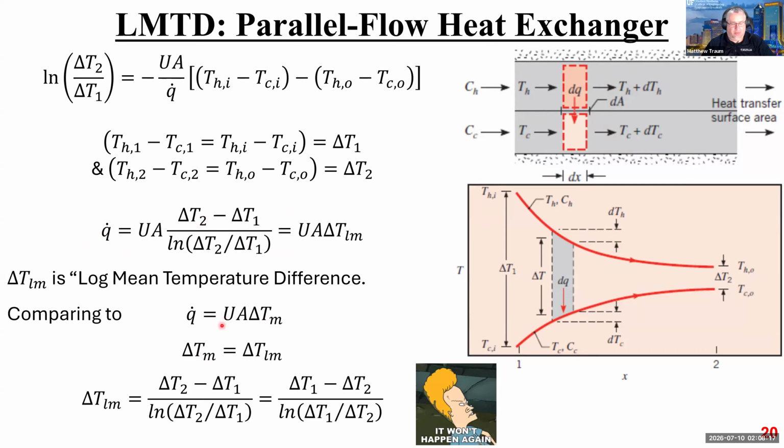Right. Okay. So it turns out, just because of the nature of the log mean temperature difference, delta T2 minus delta T1 over the natural log of delta T2 over delta T1 is actually equal to the inverse. So if I take delta T1 minus delta T2 over the natural log of delta T1 over delta T2, these two will be mathematically equivalent. So just a little aside, a mathematical trick that you might find helpful as you're trying to solve problems in the future.